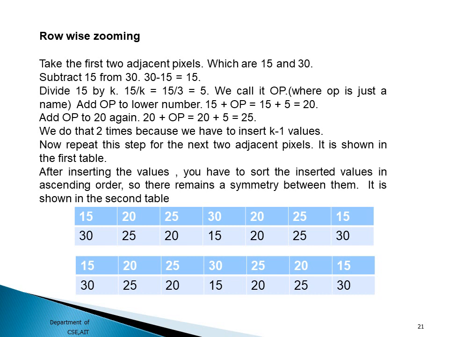Among 30 and 15, the smallest value is 15. Find the difference between 30 and 15, you are getting 15. You divide that by k, you are going to get 5. This 5 is added to the smaller value, that is 15, and you are going to get 20. And this 20 is placed after 30.